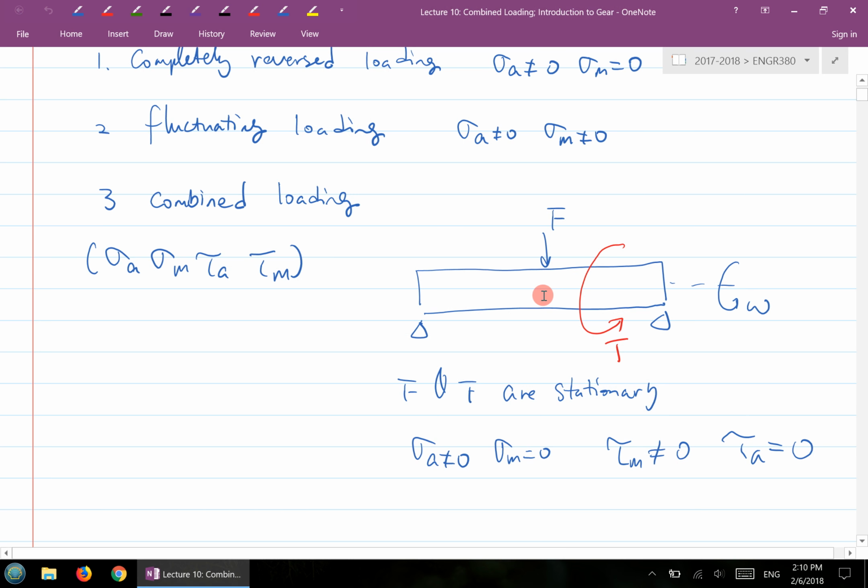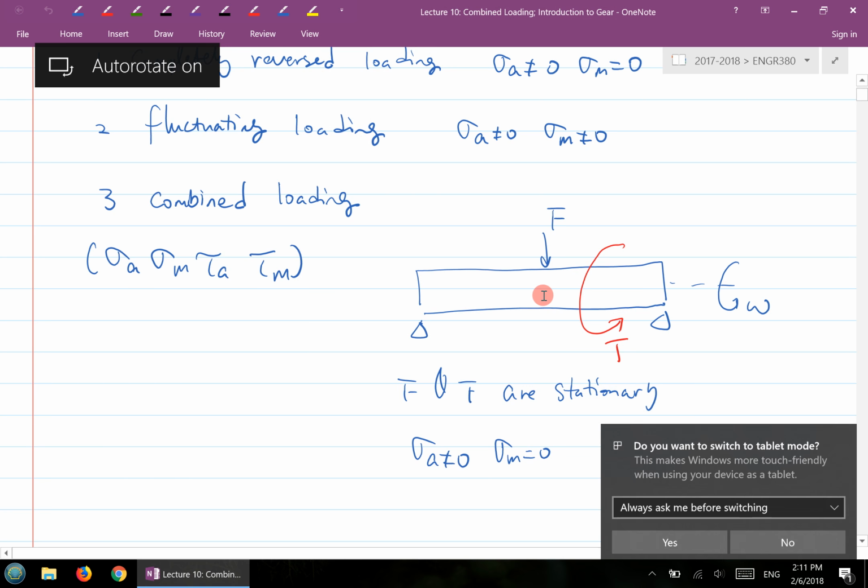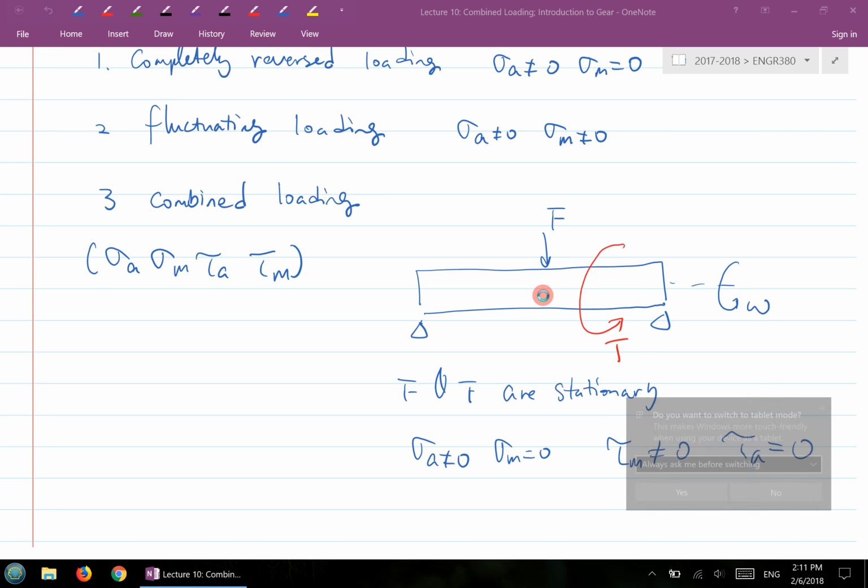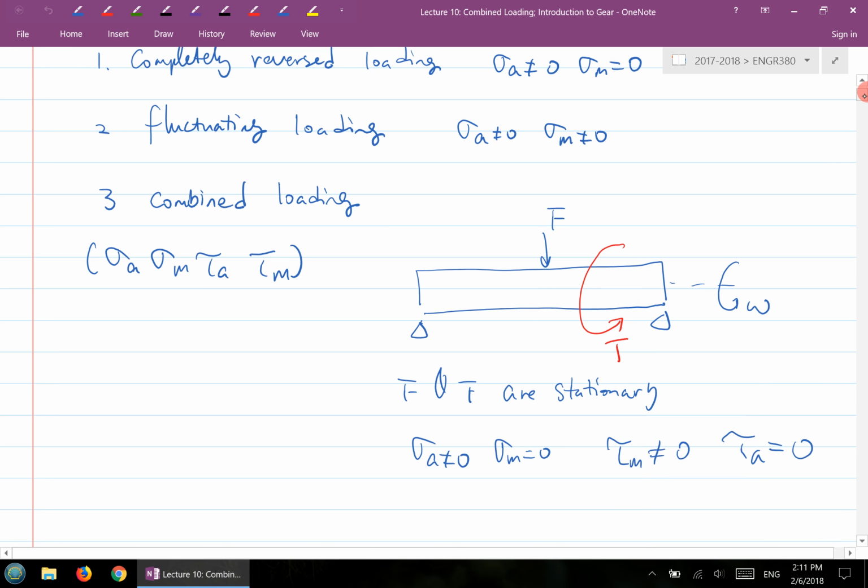Alright, so back to life. Yes, recently the computer is now very stable. Okay, so look at this combined loading right here. Okay, yeah.